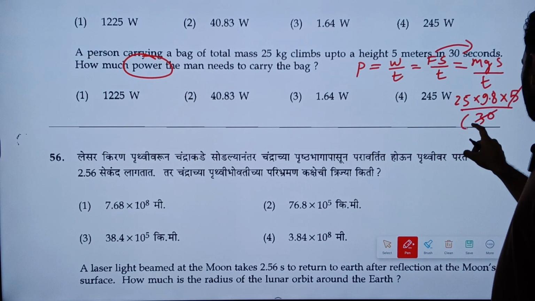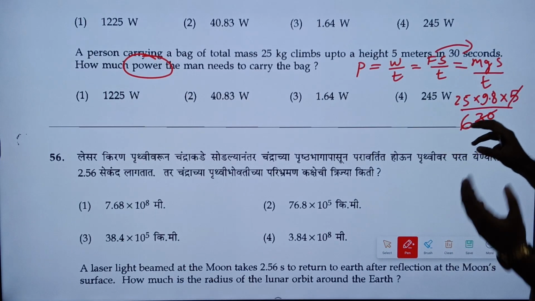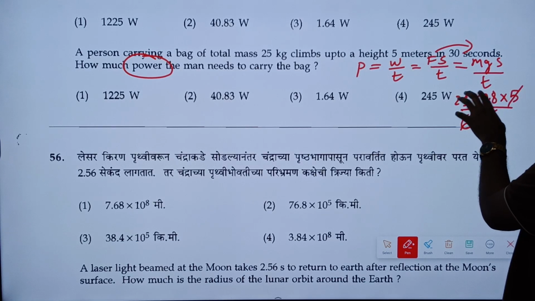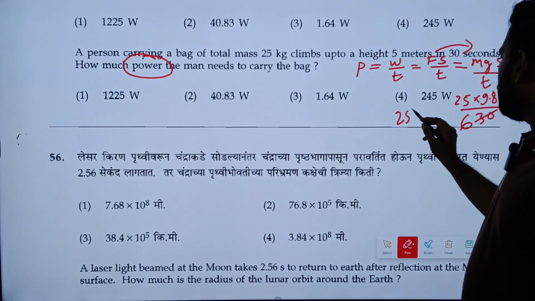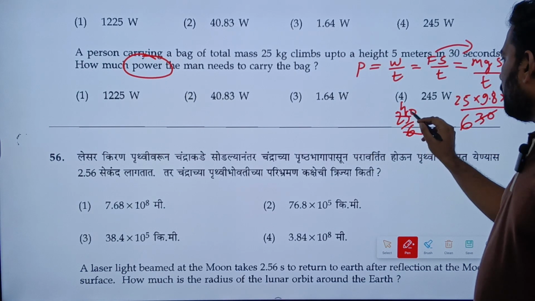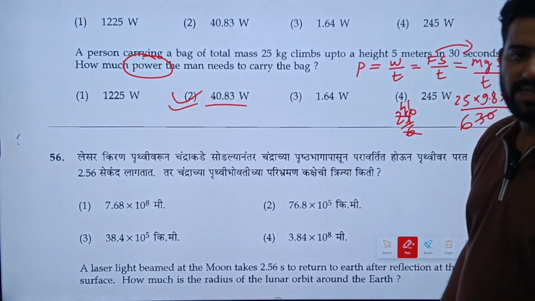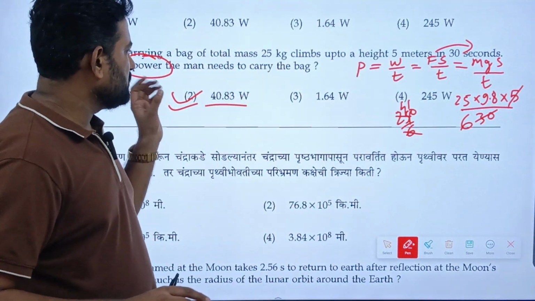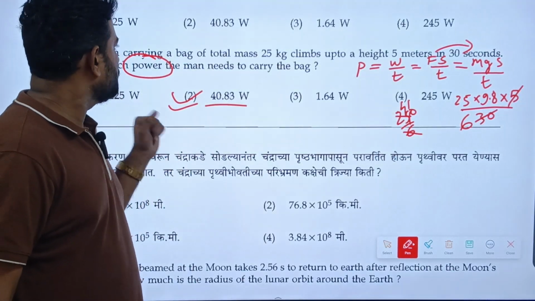So 5 sixes are 30. Then you have to calculate this. If we look at this carefully with approximation, if I consider g as 10, 25 into 10, 250. 250 divided by 6, it's around 40. So our answer is 40.83. No need to calculate point to point. Just looking at the options, approximately, you get your answer.